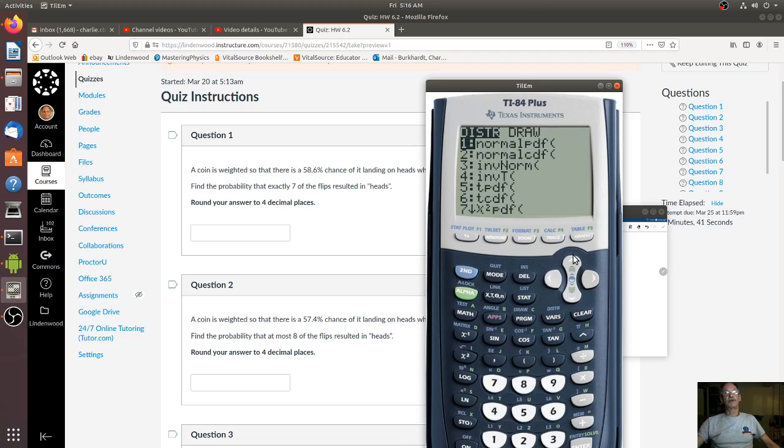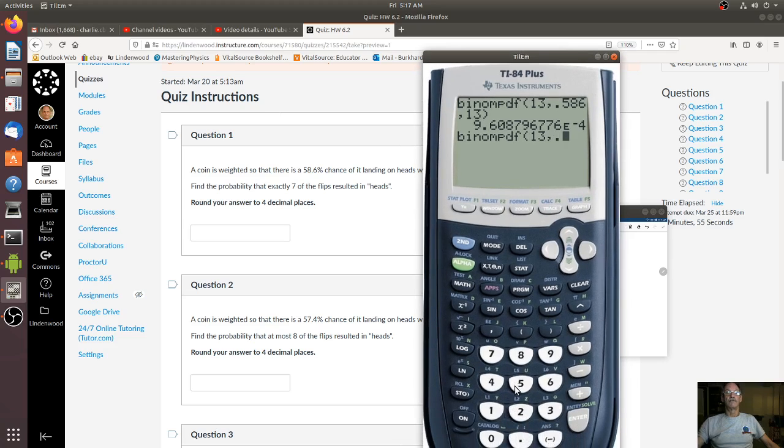Second distribution, go up here to PDF. N is 13. And comma, and then 0.586. And then comma 7. Okay, we got to do some rounding here. 0.2050. I'm not going to raise that 0 to a 1 because I only got a 2 following it. So I'm going to put in 0.2050.